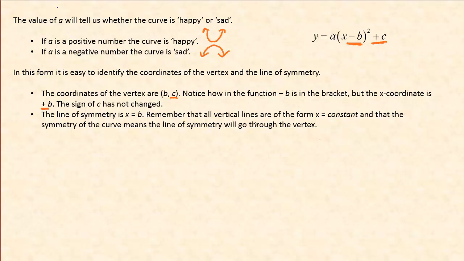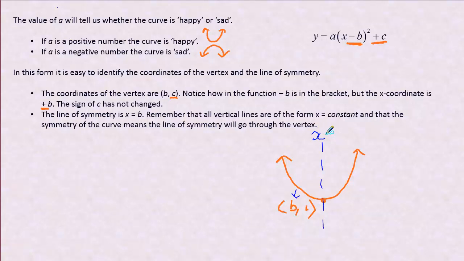The line of symmetry is x = b. Remember that all vertical lines are of the form x equals a constant, and that the symmetry of the curve means the line of symmetry will go through the vertex. So if we have a curve here, and (b, c) is the coordinates of that vertex, and then we have a vertical line coming through here, then because this x-coordinate is b, this would be the line x = b.